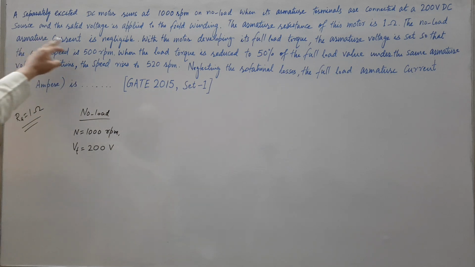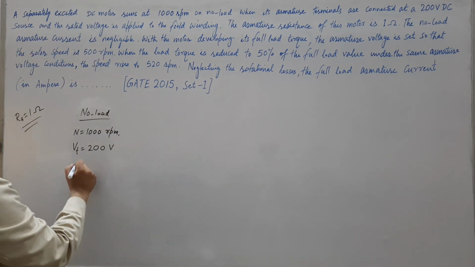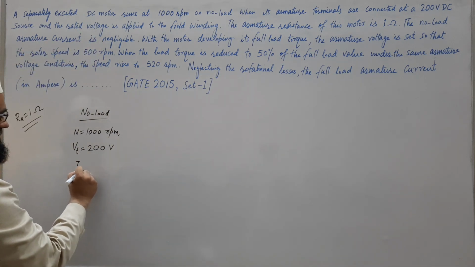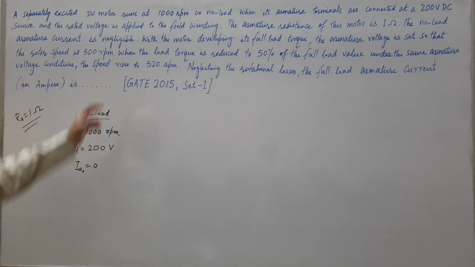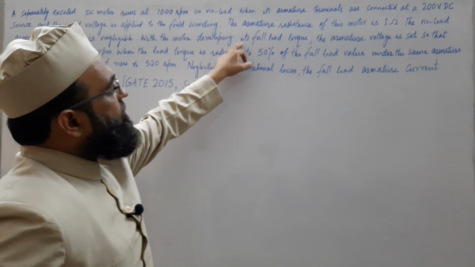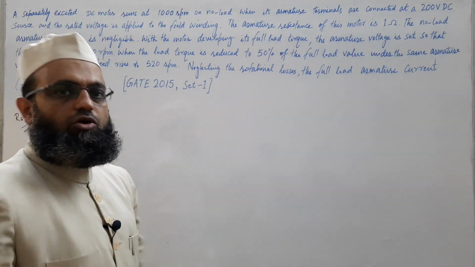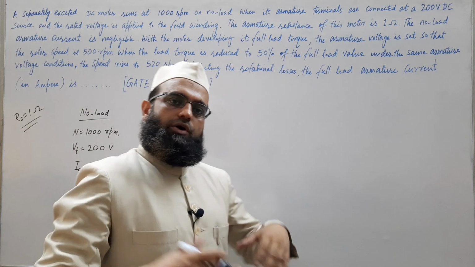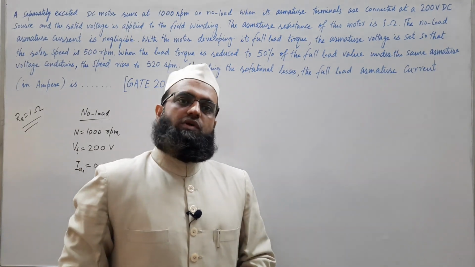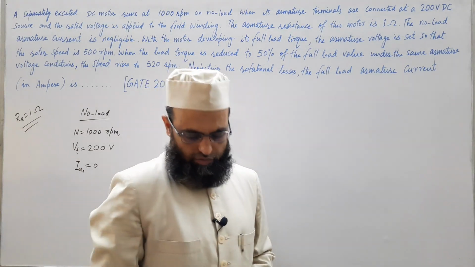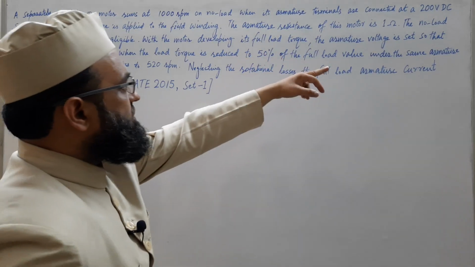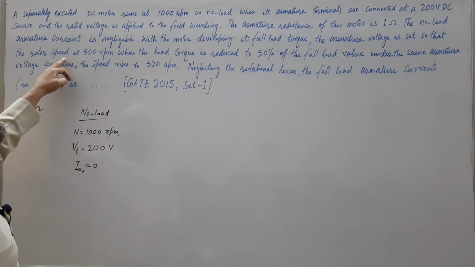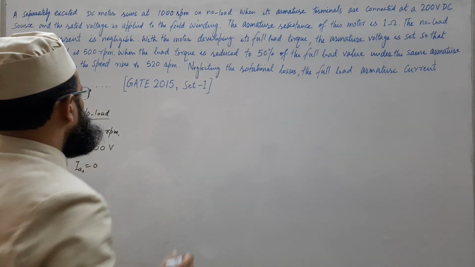The no load armature current is negligible, meaning Ia at no load is 0, it has been ignored. With the motor developing its full load torque. Full load torque means now the rated load is connected, so that the developed torque is full load torque. So, the armature voltage is set so that the rotor speed is 500 rpm. So, this is no load condition, this is full load condition.